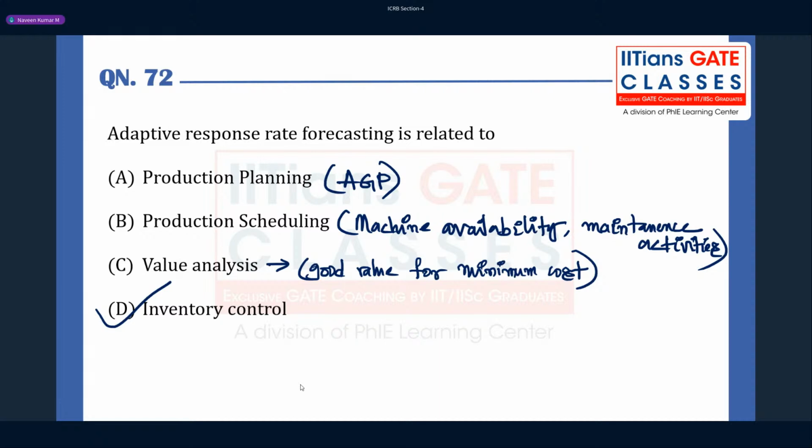But suddenly relatives have come, and it has been completed in 5 days. Or maybe suddenly you went to your relative's home and your atta has extended till 30 days. So initially, before buying it, you had a thought that it will last for 15 days. That is what forecasting is, right? So you forecasted the demand value, then based on that value you have bought the inventory for your home, right? The same way, adaptive response rate forecasting is related to inventory control, not the value analysis, not the production scheduling, not the production planning. Good.